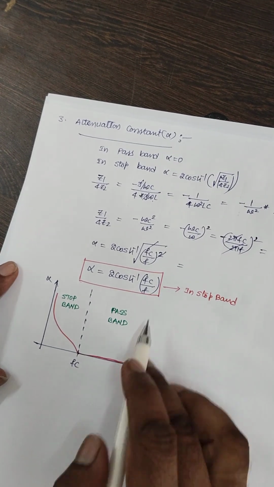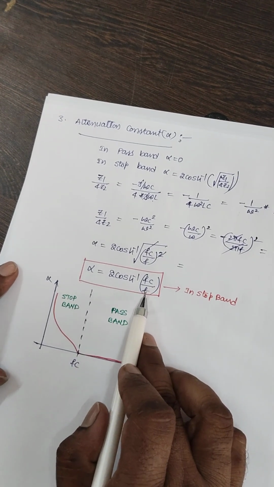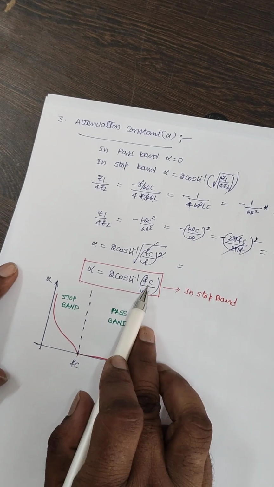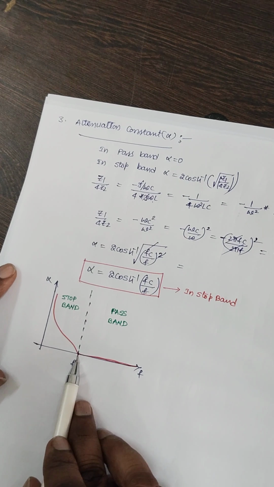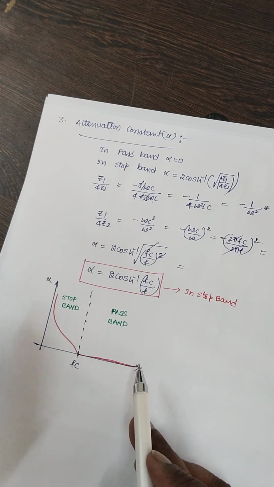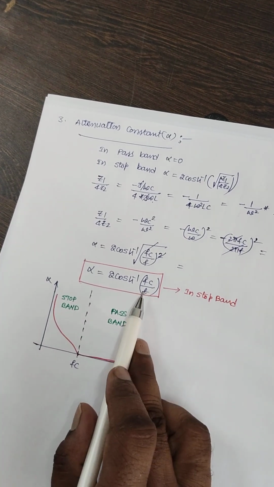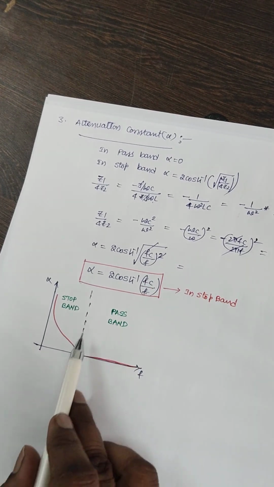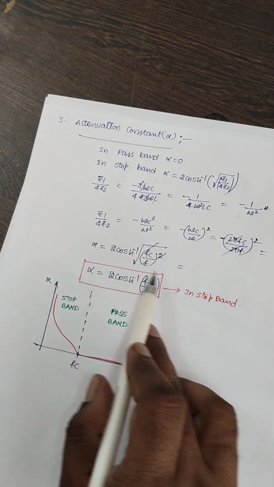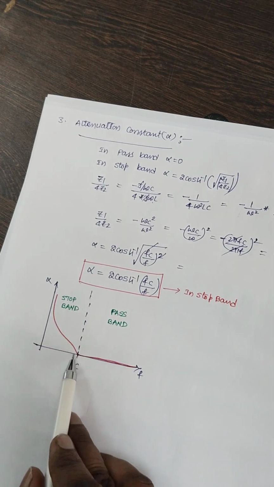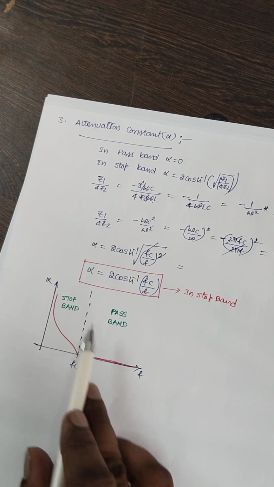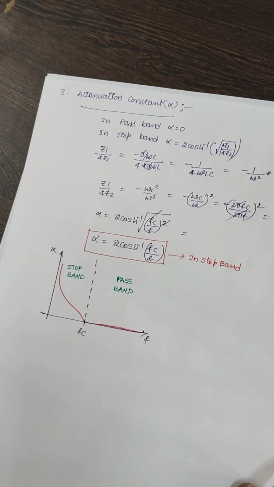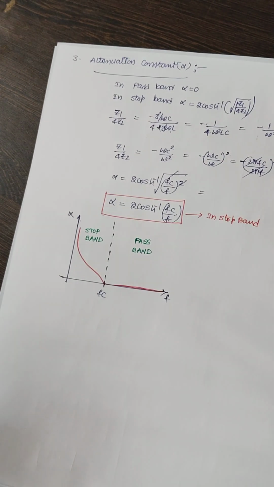At f equal to fc, the cosh inverse of one is 0. We can't define the value of cosh inverse of 0 here. Sorry, at f equal to 0, it will become infinity. So this total alpha will become infinity here, so it will start from this one. This is the waveform for alpha versus frequency. Alpha is nothing but the attenuation constant.